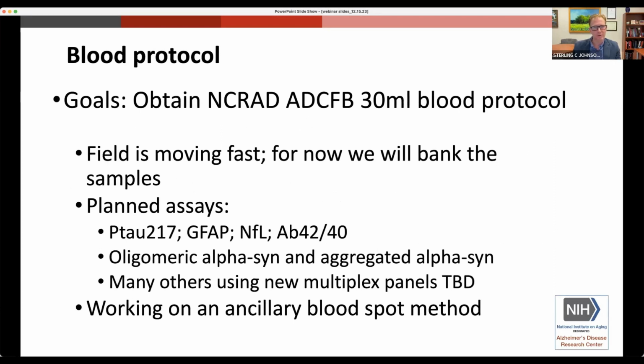The blood protocol is the NCRAD ADCFB standard protocol. This is 30 mLs of blood. I think most of you are already doing this and sending 30 mLs to NCRAD already. If you're not doing that, please get familiar with their protocol and reach out to NCRAD to see how your site can qualify or get moving on that. Our planned assays so far include p-tau217 and these other usual suspects, as well as oligomeric alpha-synuclein and aggregated alpha-synuclein, which, there's some prototypes available in blood, which we'll be experimenting with, and some other multiplex blood assays as well. We may be able to use a blood spot method as well, and that would be an exciting add-on if we can do that.